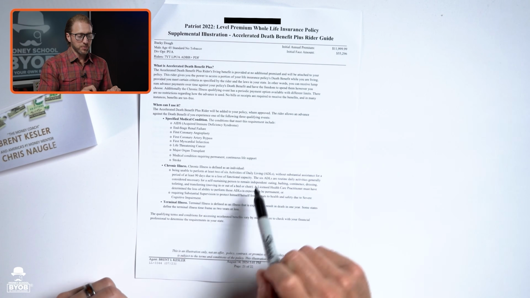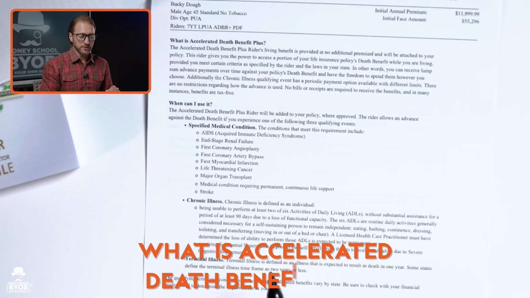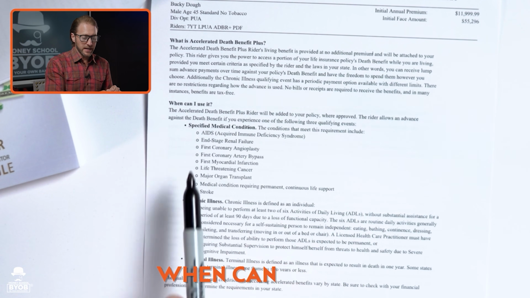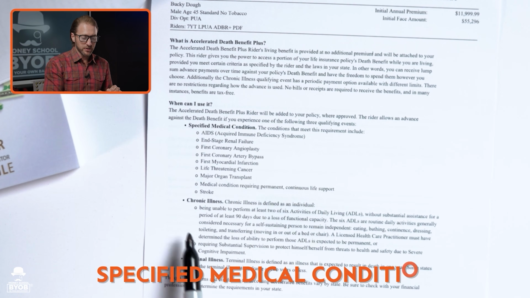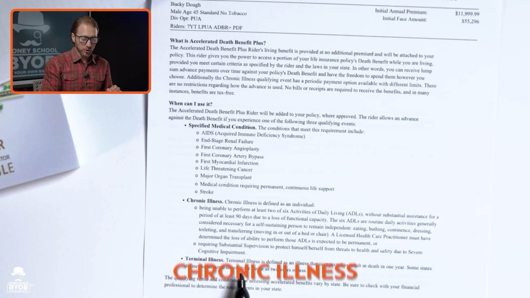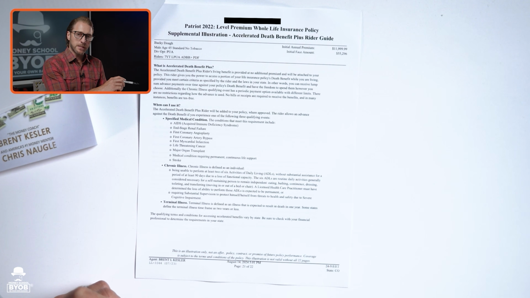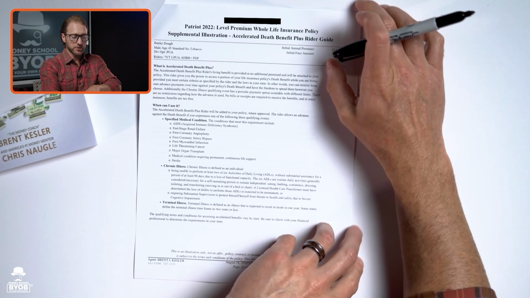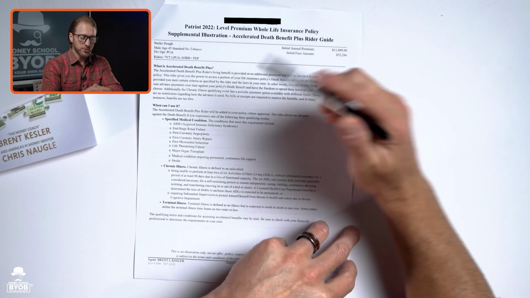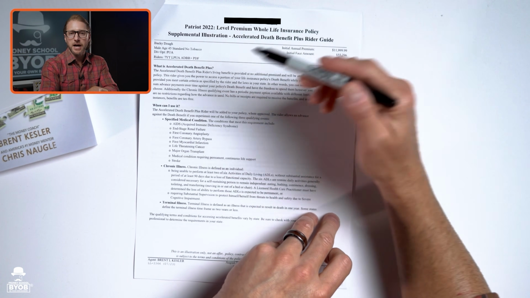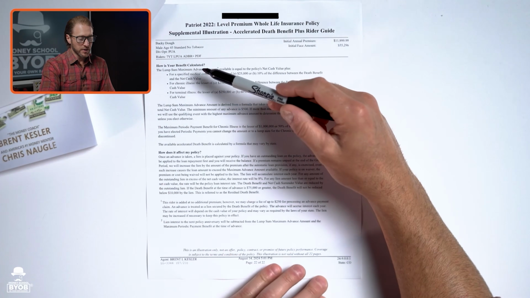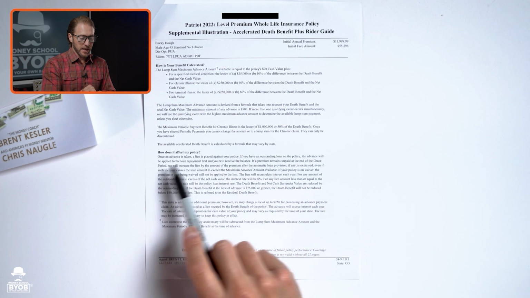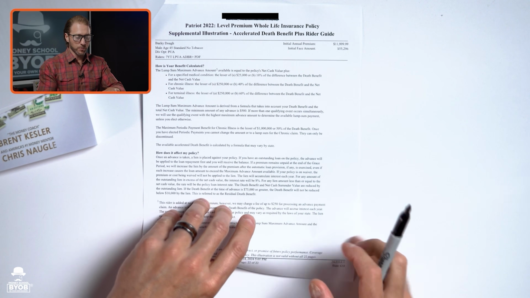And then in the last couple pages here, what is an accidental death benefit plus? When can I use it? Specified medical conditions, chronic illness, terminal illness. Because remember earlier when I was mentioning that, you were probably waiting for what does that mean? How do I trigger that? Well, here it is. All the descriptions of what would constitute an accelerated death benefit option. And then over here, how is your benefit calculated and how does that affect your policy?